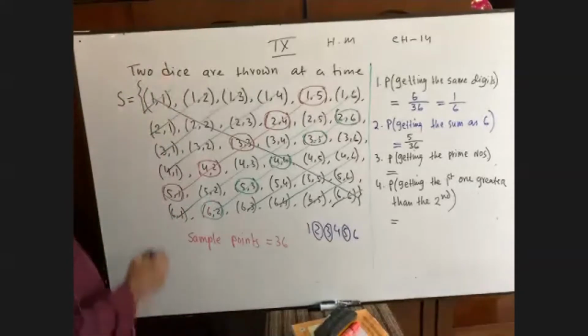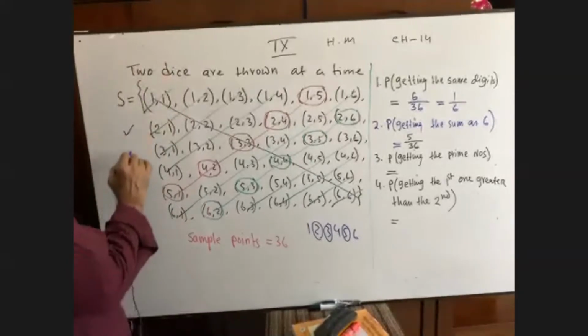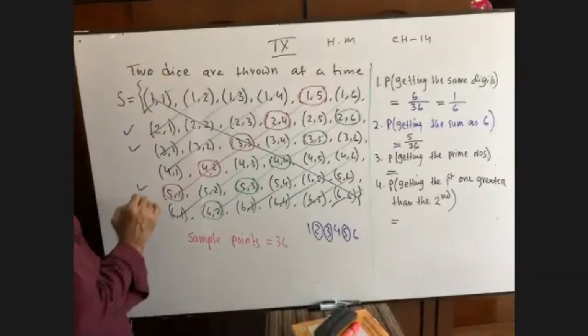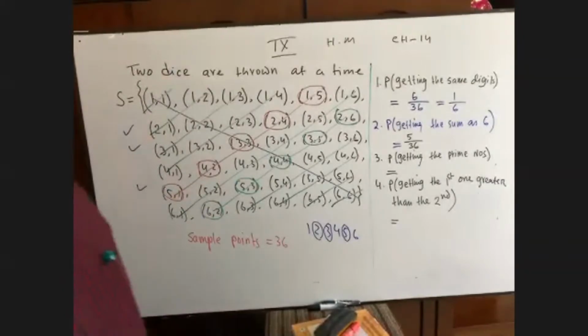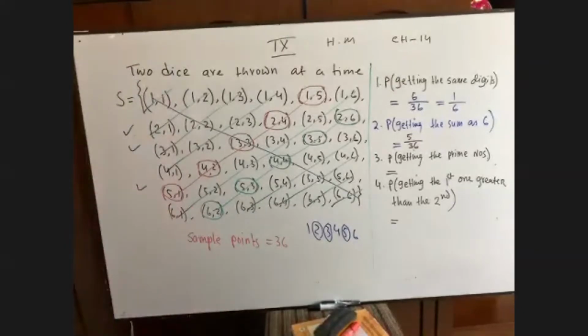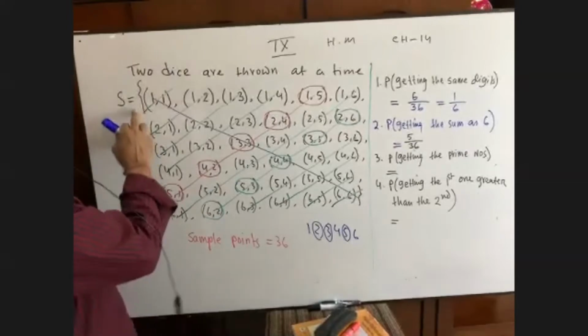2, 3, 5. So this line is 2, this is 3, and this is 5. Along these straight lines, we will get the prime numbers. We will not get any prime number in this line and this line. Okay?